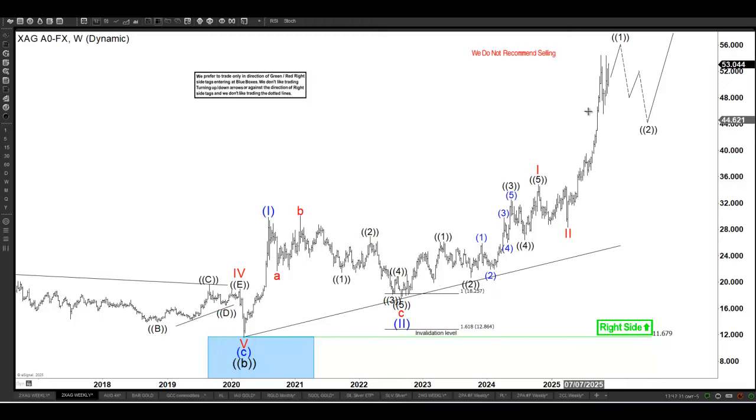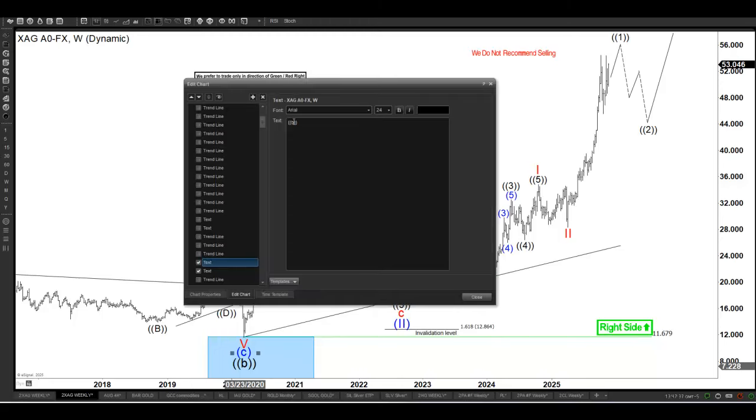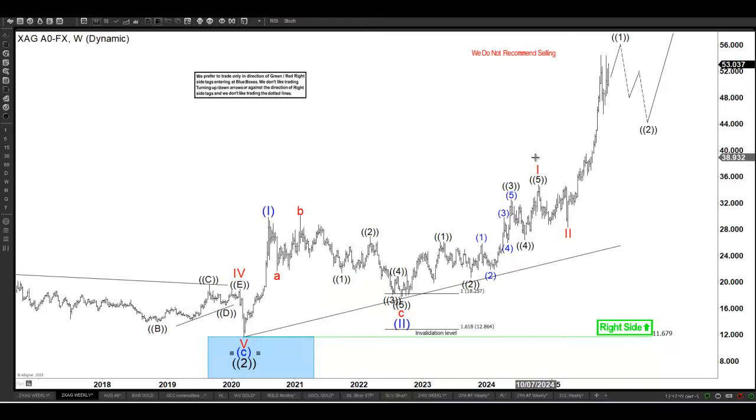This is not five waves in silver right here. This is 1, 2, 1, 2, and possibly 3, 4, or another nest. That will be determined by the indices.